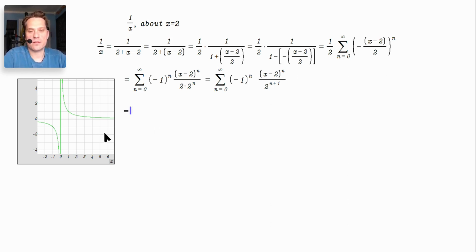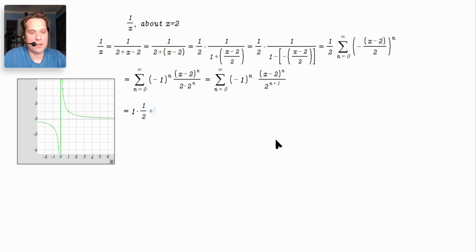Let's write out a few terms just to convince ourselves this actually matches our function at x equals positive 2. So when n has the value 0, you plug it in. That's all, plug it in. So when n is 0, -1 to the 0 is 1. When n is 0, x minus 2 to the 0 is 1. When n is 0, well, 0 plus 1 is 1, 2 to the first is 2. So you have this left over.